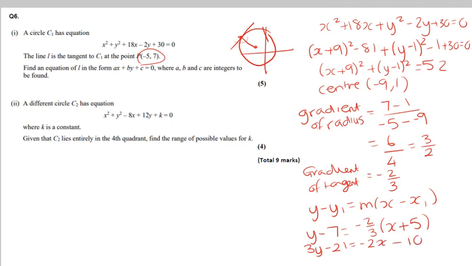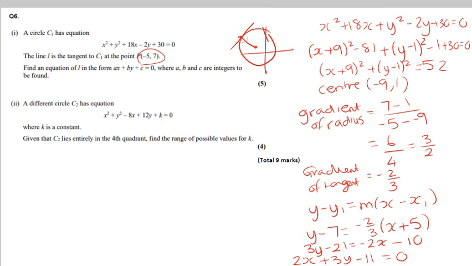So I rearrange that, we'll put a 2x on this side. 2x plus 3y minus 21 plus 10, minus 11, equals 0. And that's your answer for part A. So you get a mark for finding the gradient, a mark for substituting it into the equation with a negative reciprocal, and a mark for your final answer.